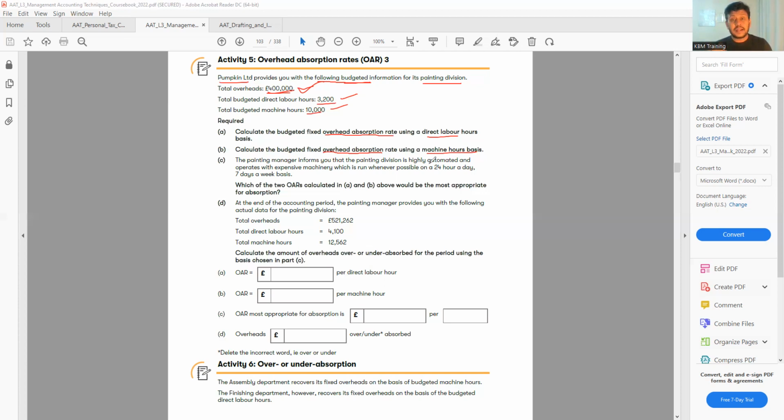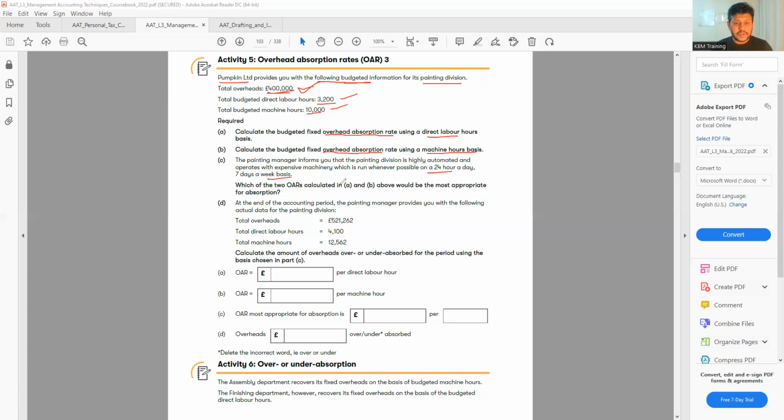Highly automated depends on the machine. They operate with expensive machinery that will run whenever possible, 24 hours a day, 7 days a week. So this machine is continuously moving and running. That means obviously this business depends mainly on the machine hour.